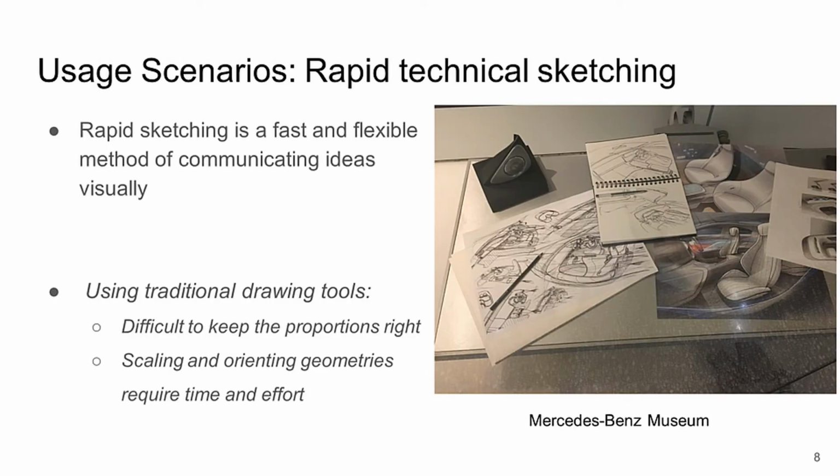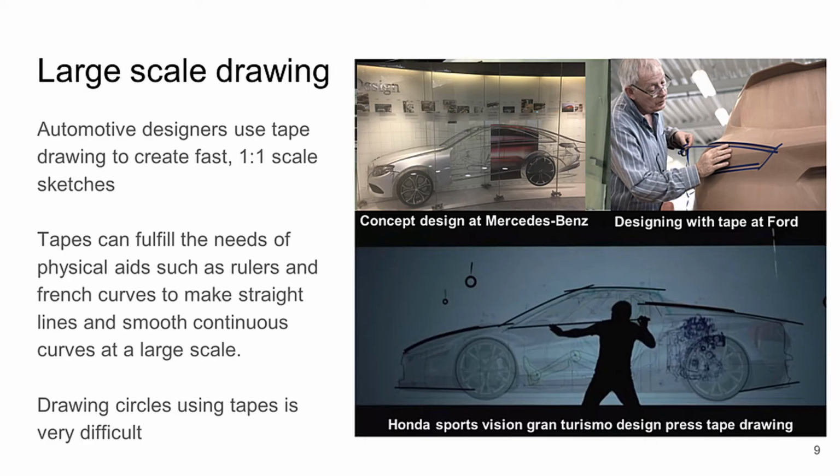The second example was rapid technical sketching. Rapid sketching is a fast and flexible method of communicating ideas visually. There exist some difficulties with using traditional drawing tools. It is difficult to keep proportions right, and scaling and orienting geometries require time and effort. Different types of drawing aids may be used for large-scale drawing, for example, making straight lines and smooth curves. Designers use tapes to address these physical needs.